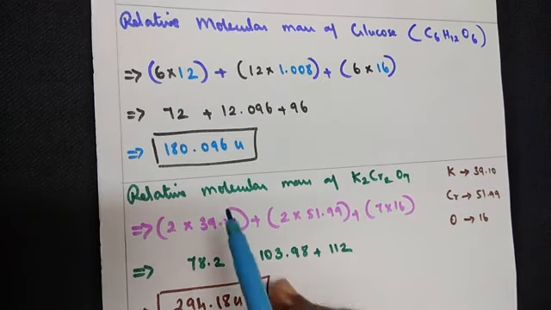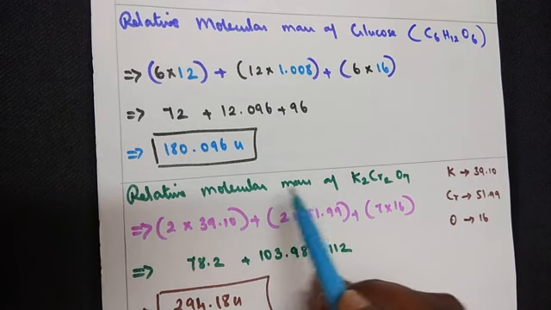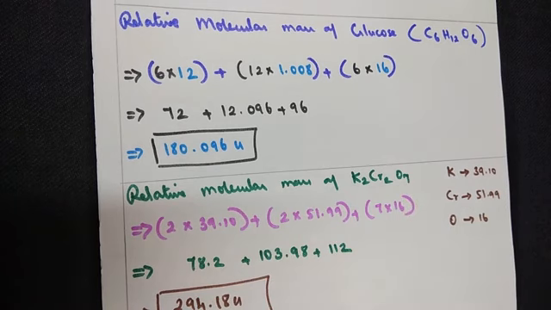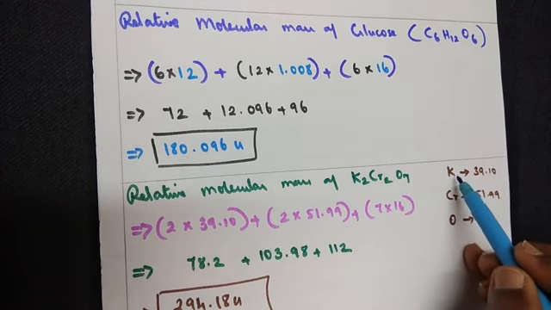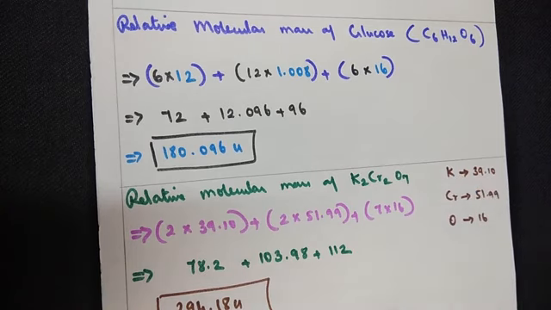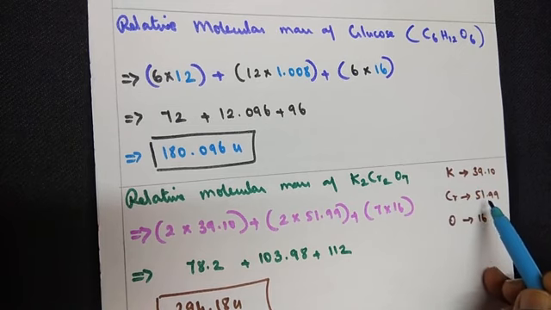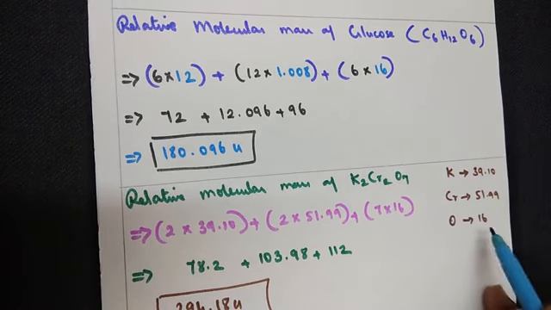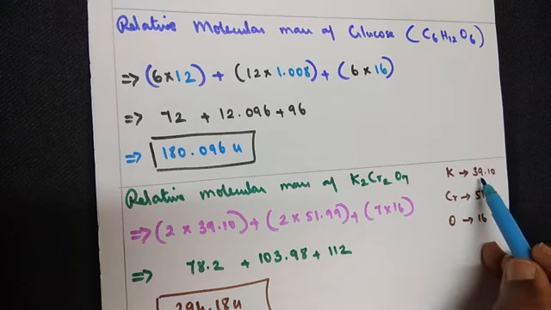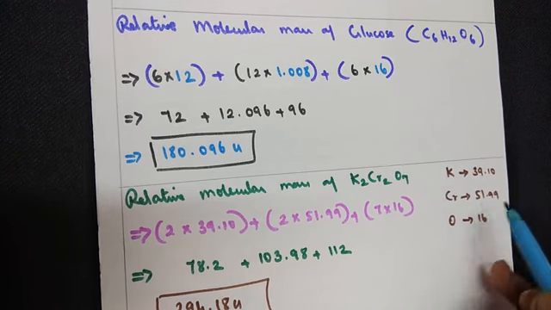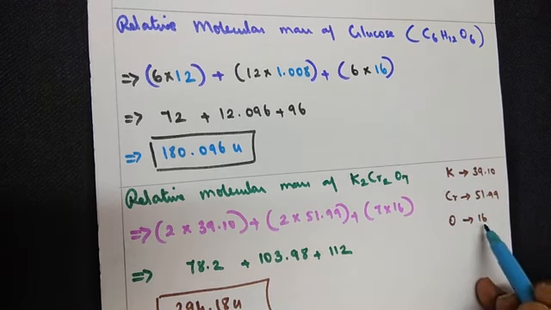One more example. Calculate the relative molecular mass, or molecular weight, of potassium dichromate, K2Cr2O7. The atomic mass of potassium is 39.10, the atomic mass of chromium is 51.99, and oxygen is 16. So what is the meaning of 39? 39 units make up the mass of one potassium atom. 51 units make up the mass of one chromium atom. 16 units make up the mass of one oxygen atom.